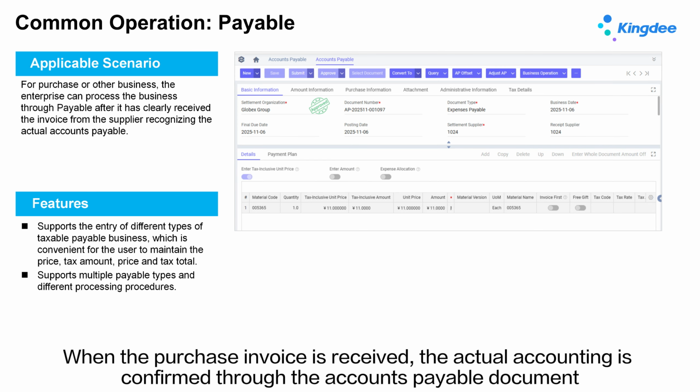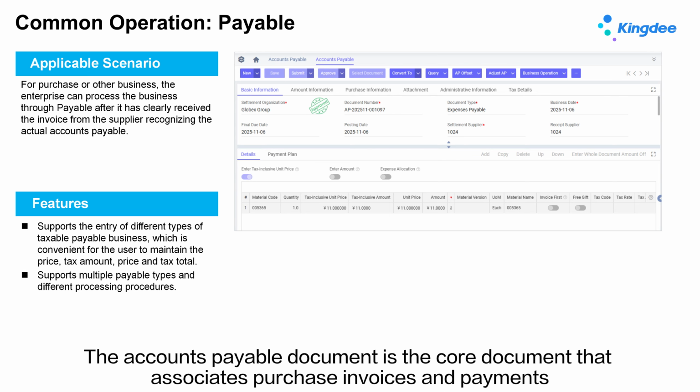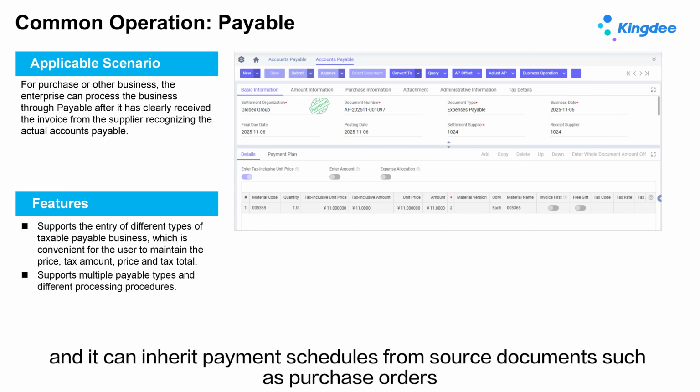When the purchase invoice is received, the actual accounting is confirmed through the accounts payable document. The accounts payable document is the core document that associates purchase invoices and payments, and it can inherit payment schedules from source documents such as purchase orders.